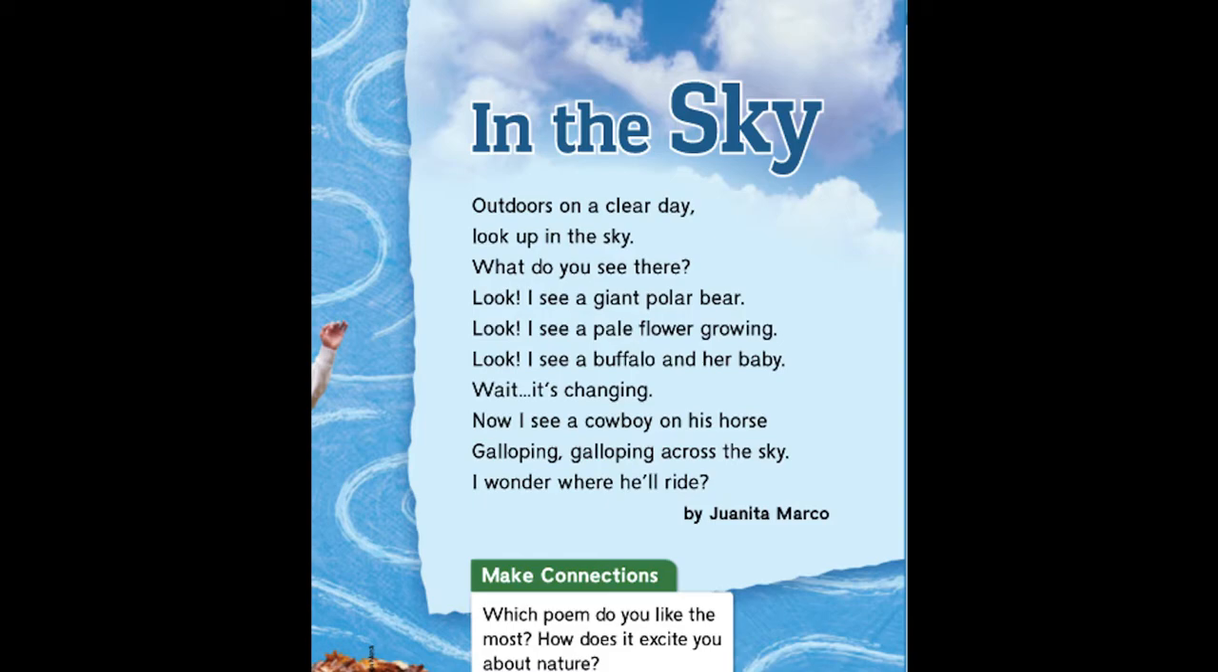So the poem is In the Sky. What sense do you think the author is using? Outdoors on a clear day, look up in the sky. What do you see there? Look, I see a giant polar bear. Look, I see a pale flower growing. Look, I see a buffalo and her baby. Wait, it's changing. Now I see a cowboy on his horse, galloping, galloping across the sky. I wonder where he'll ride.